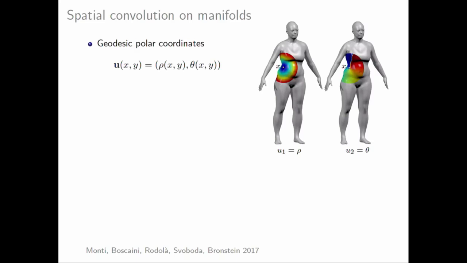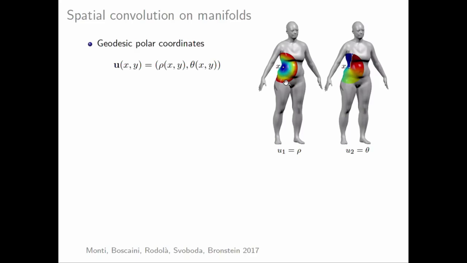For example, we can resort to a local geodesic polar system of coordinates. I think it's nicely illustrated in this image. I take a point here on the surface of a man, the point X, okay, and I can measure geodesic radius from this point to some points in the neighborhood.